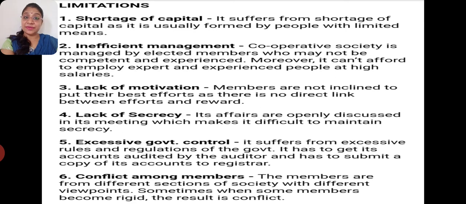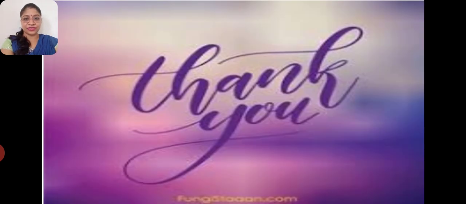So these are the limitations of cooperative society, and we have studied the types of cooperative society.